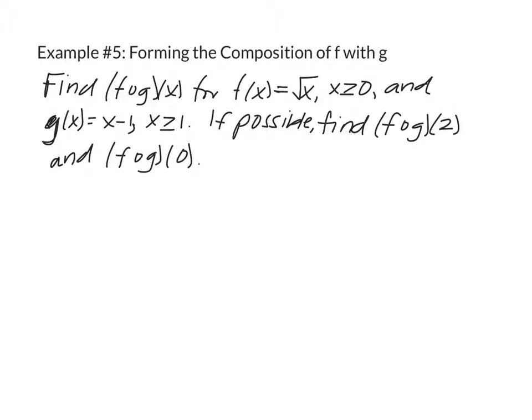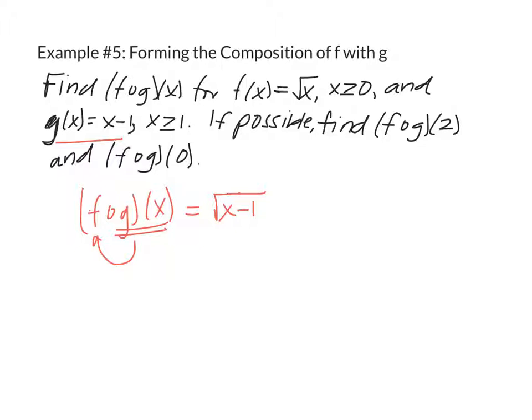So for the first one, if we want to try and find f of g of x, what that means is I take my g function and I put it into f. So my g function here, I'm going to put into my f function. So far my f function is the square root of x, but I'm not going to put x. I'm going to put x minus 1 because that is the g of x function.